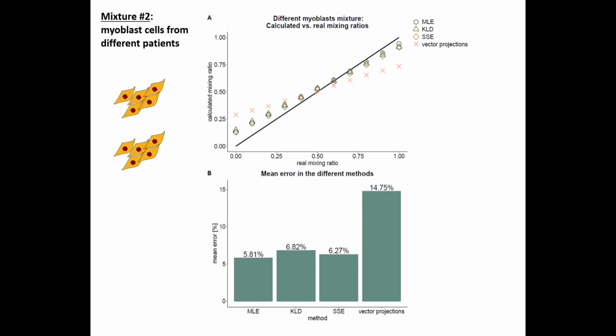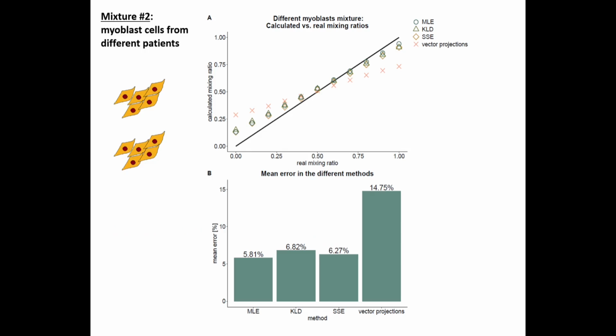We continued to a second mixture, which is a more subtle scenario. It is composed of only myoblast cells, but from two different individuals. It's the same cell type, so most of the methylome is supposed to be similar. We can see here that, in this case, the results of deconvolution are not as accurate as before, with around 6% mean error.